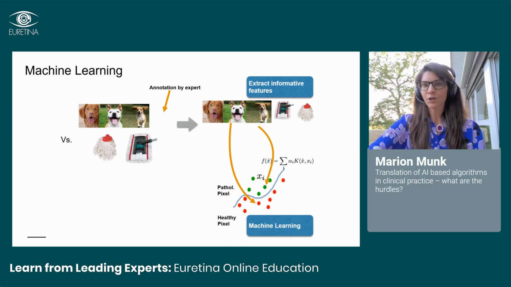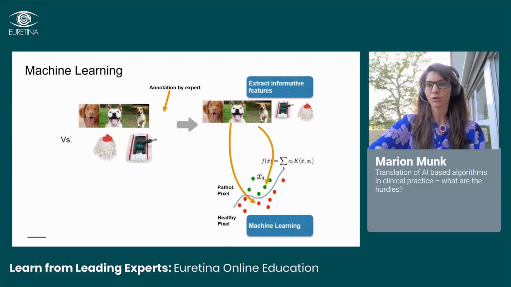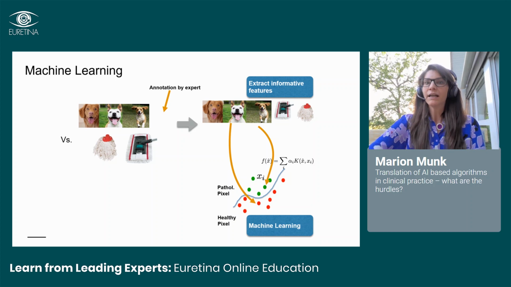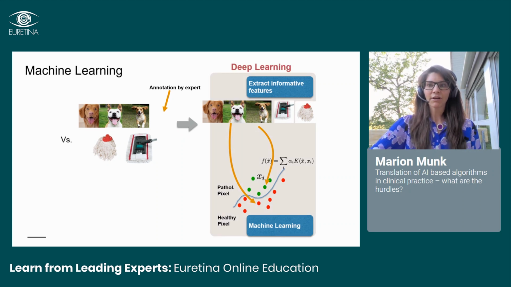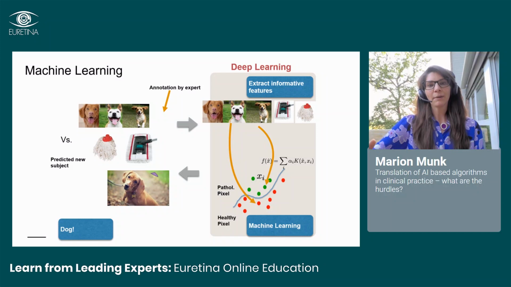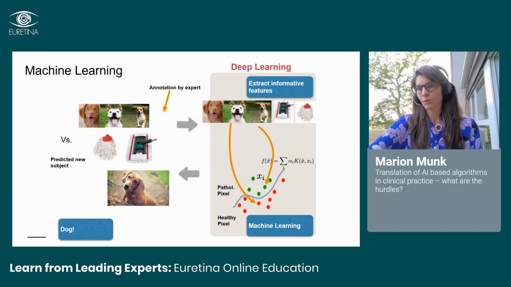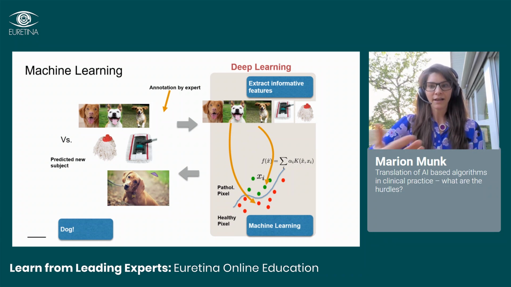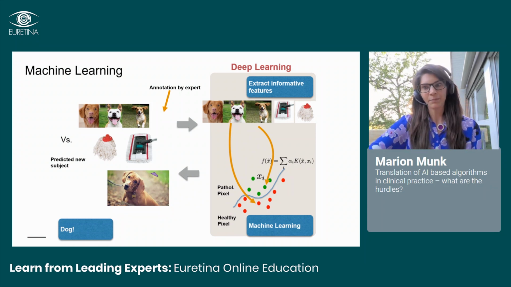And of course, you have an expert who tells you every time, this picture shows a dog and this picture shows a swab. This information is then extracted and the machine learning algorithm is then trained. Based on that, the algorithm can be used to predict new images. In this case, the algorithm is shown a picture with a dog, and if the algorithm is accurately trained, it will say, this is a dog.